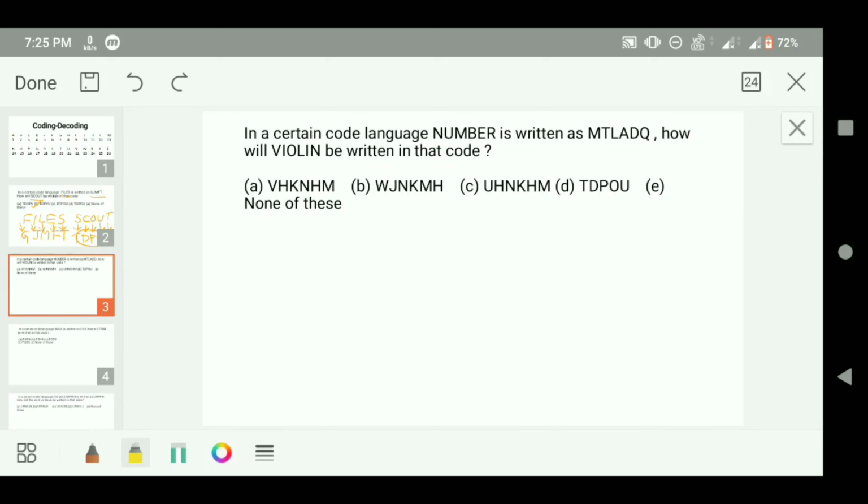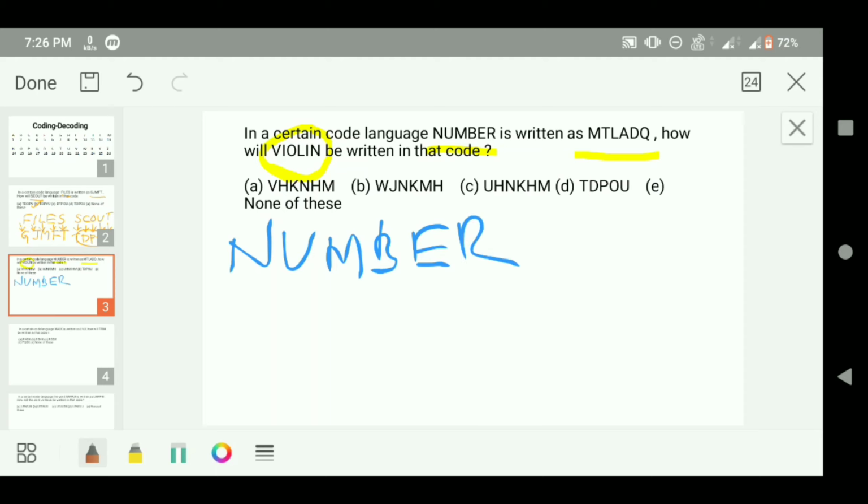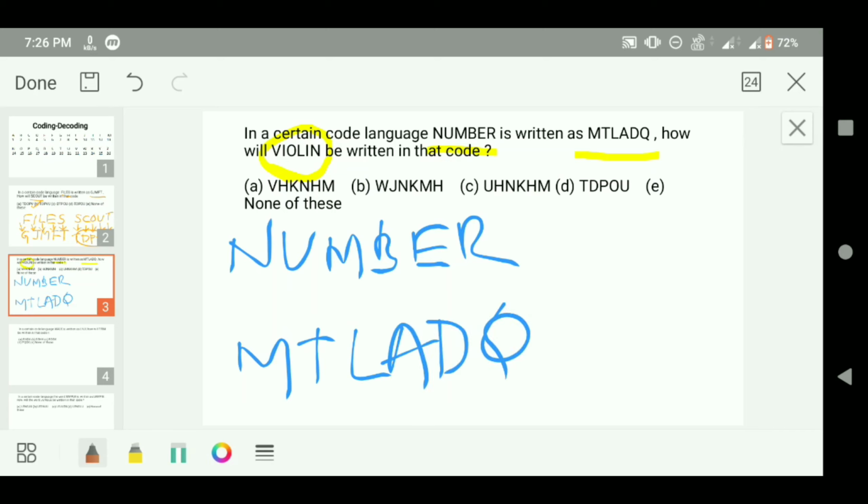And in the next question, this question is a reverse of the first question. That means here NUMBER is written as MTLADQ, and how will VIOLIN be written in that code? So here the logic is that the alphabets are in reverse order. That means in NUMBER and MTLADQ, here we need to check reverse. That means before N comes M, before U comes T, so we have to check in reverse order.